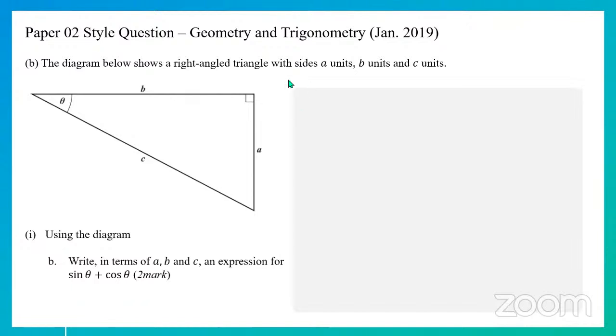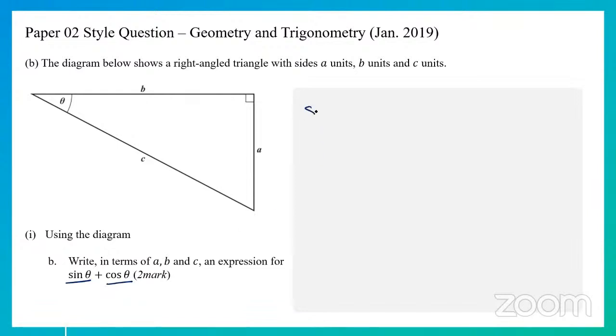Right. For part B, using the diagram again, write in terms of A, B, and C an expression for sine theta plus cos theta. So like the last time, you're going to think about what the shape is, what we know about the shape, and what ideas you would want to bring to knowledge while working on a particular part of the question. So last time we did Pythagoras' Theorem. Now this is referring to our trig ratios, sine theta and cos theta.